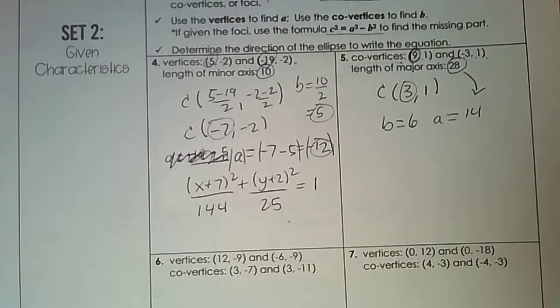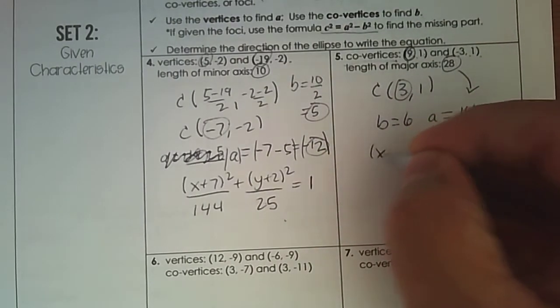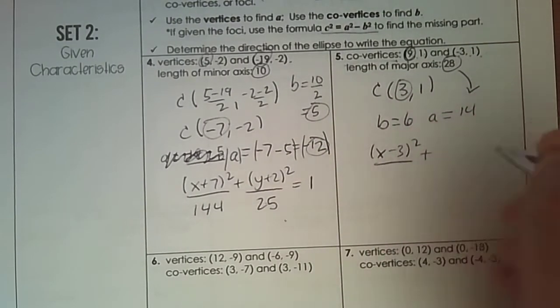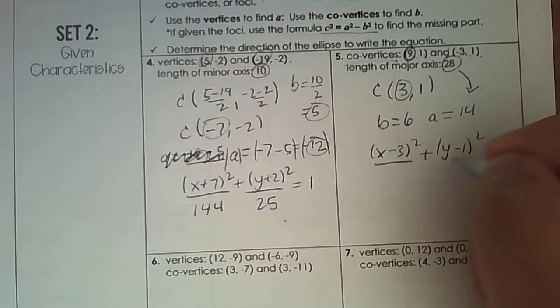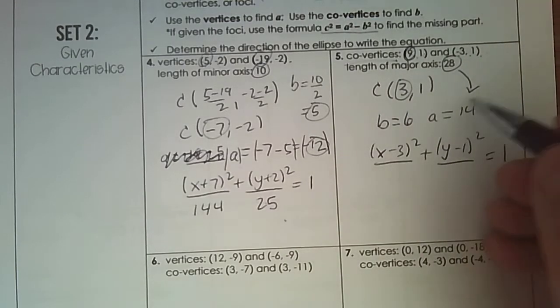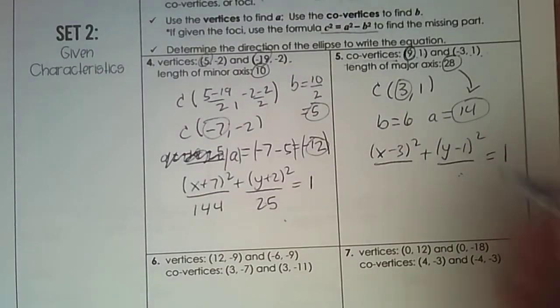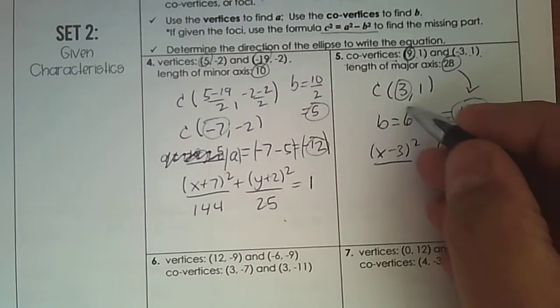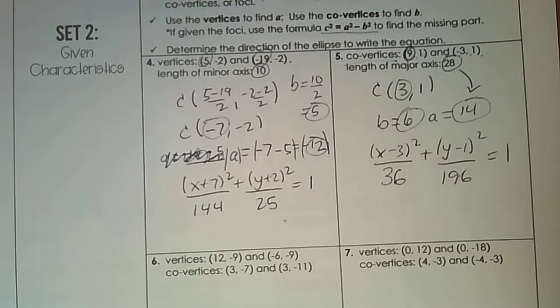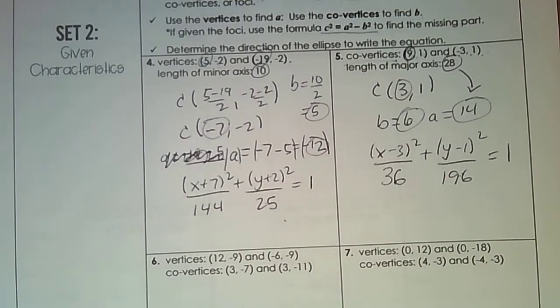And now I can write my equation. So it's x subtract 3 squared, and y subtract 1 squared, equal to 1. Make sure the major goes underneath the y. So 14 squared is 196. 6 squared is 36. And you have your equation.